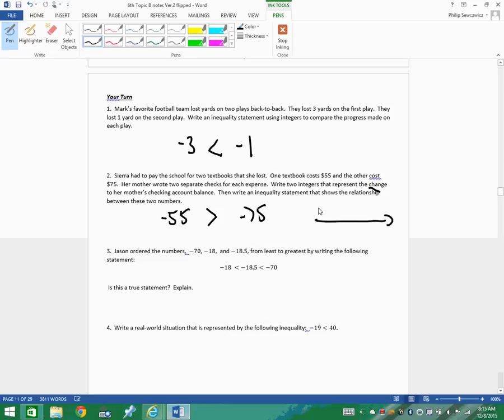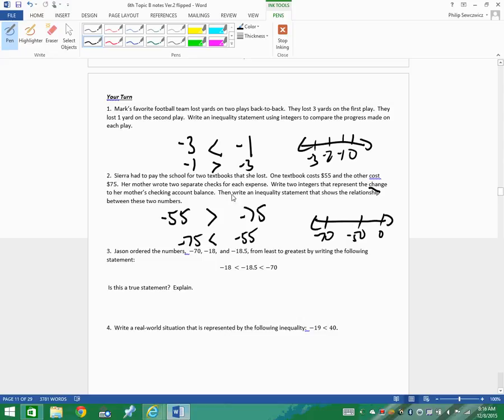Now if you need the number line, we know this is 0. We'd come across negative 50, and over here we'd come across negative 70. Further to the left makes it the smaller number, so this is my smaller number. If you wrote it the other way, with negative 75 first, then we would say that is less than negative 55. So notice when you flip sides, what happened to the inequality? Check this out: if you flip sides over here, negative 1 is greater than negative 3.